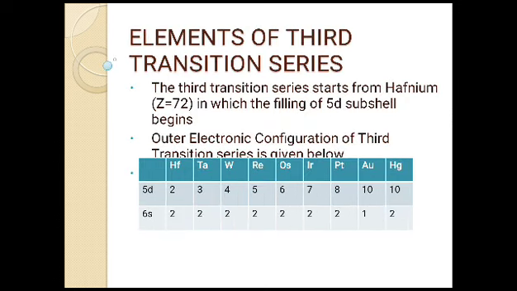Elements of the third transition series. The third transition series starts from hafnium, in which the filling of the 5d subshell begins. The outermost electronic configuration is 4f14 5d2 6s2.